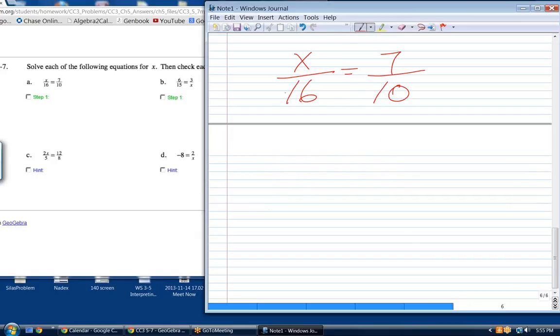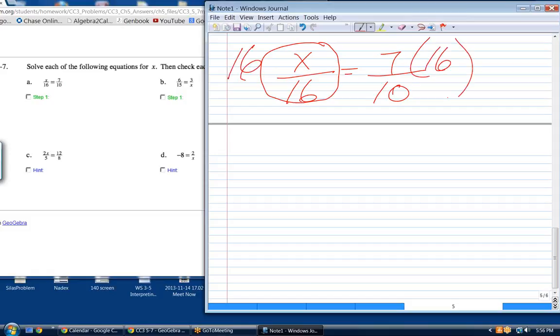So what do I have to do to this so that it will equal x? Do you subtract 16 from both sides? No, that won't change it into x. But what if I multiplied both sides by 16? Now, notice what happens on the left. The 16s cancel each other, and I'm left with what I want, which is x.